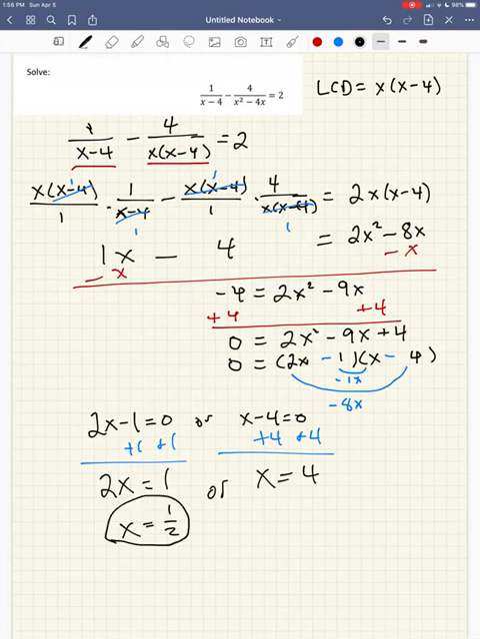Notice, though, that the 4 gives me trouble. If I plug 4 in just to the first numerator, 4 minus 4 is 0. That's not valid, so I have to discount that as a solution. So this equation really only has one solution, x equals 1/2.